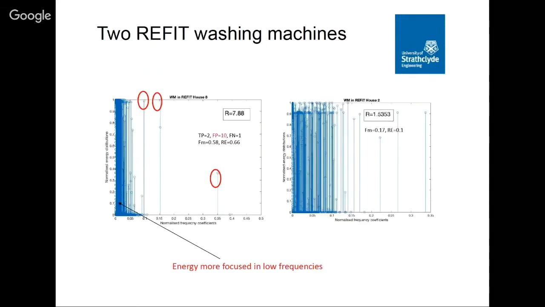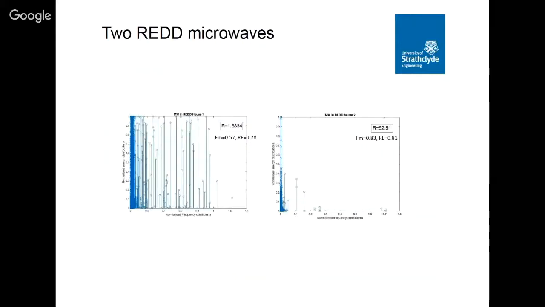And we also compare two washing machines in the same data set, different houses. We will definitely expect better results for the left washing machine, whose energy is concentrated on the low frequencies. And again, two microwaves in the REDD data set, we expect better results for the right microwave. And by comparing with the ground truth we obtain from the submeters, our estimation is correct for these appliances.